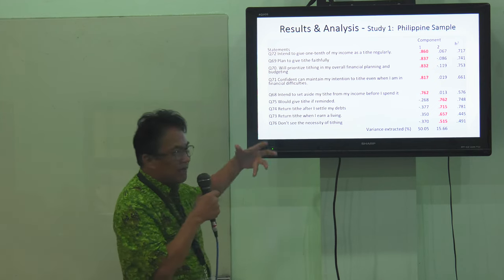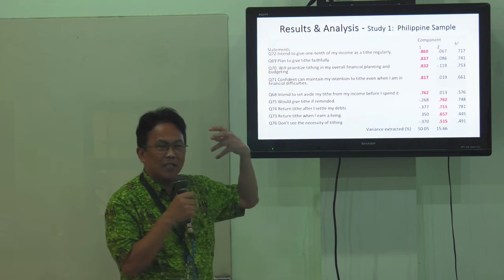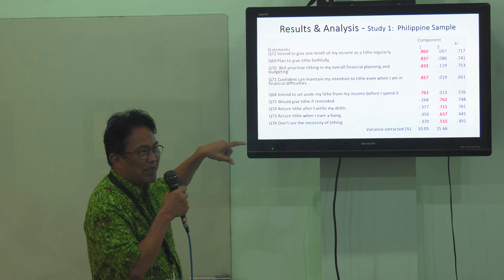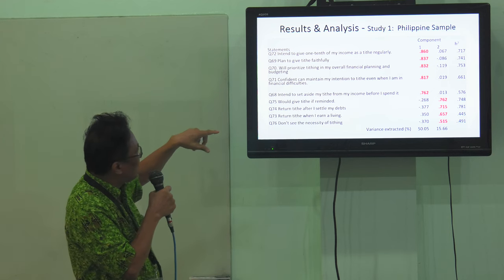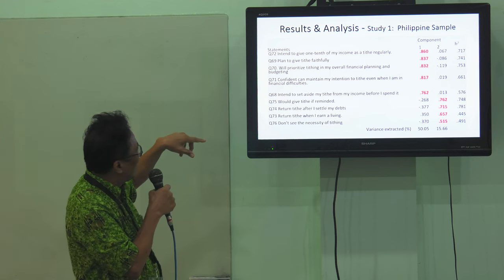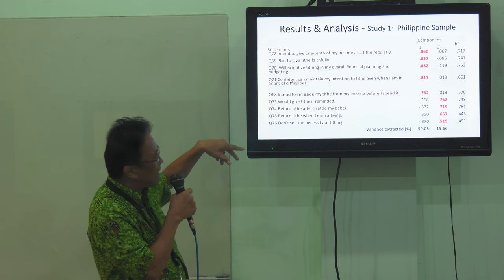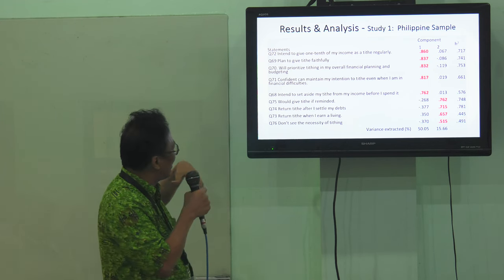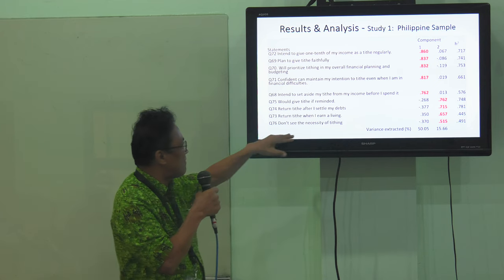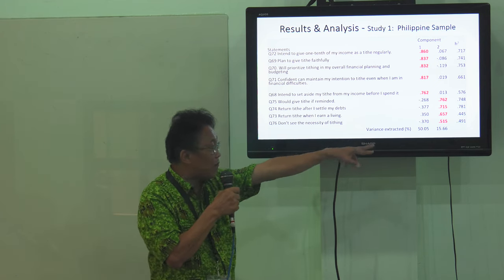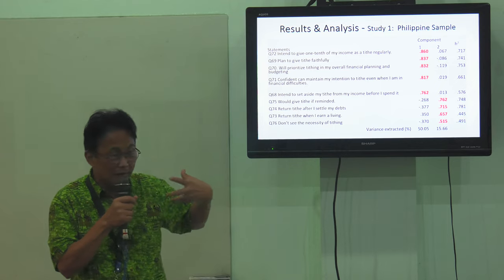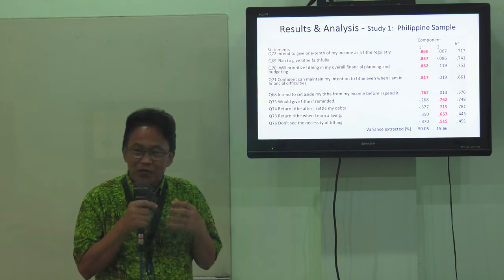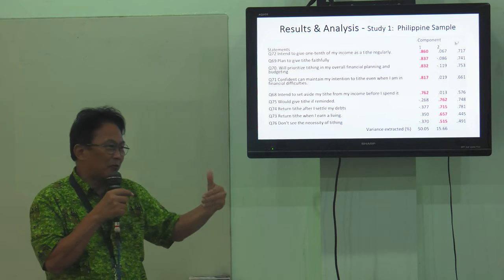And then the second factor we have is what we call conditional intention. So if you look at these items: would give tithe if reminded, return tithe after I settle my debts, return tithe when I earn a living. I don't see necessity of tithing is included there. It actually has a fairly good loading, but we decided that in our subsequent analysis, we excluded that item.